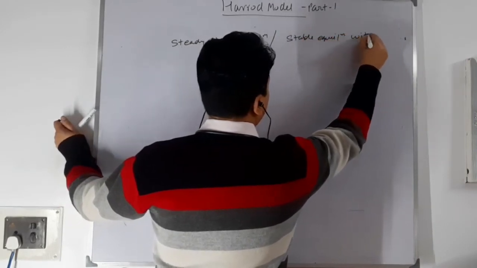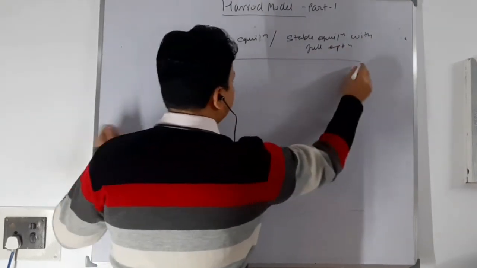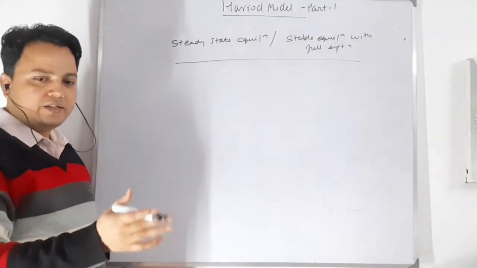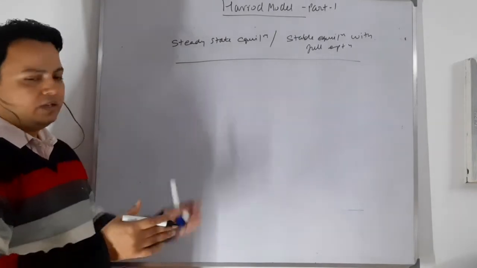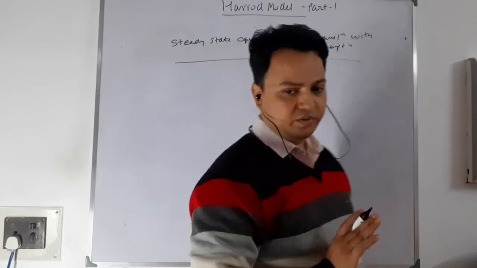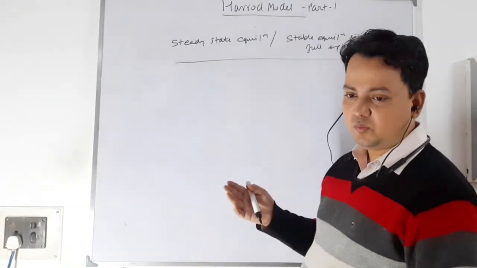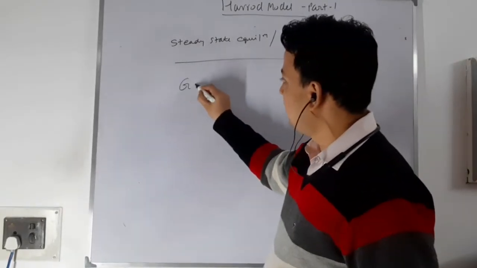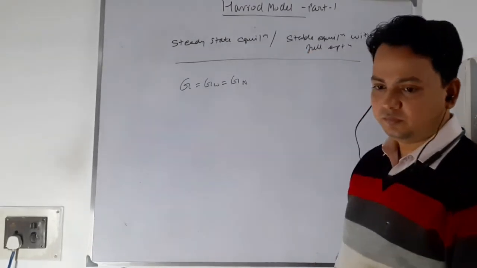We always start with equilibrium. Any model we do, we can start with equilibrium. In the static framework, when you do comparative static analysis, we start with equilibrium. Here, we are in a dynamic one. So, we can start with steady state equilibrium. How to achieve steady state equilibrium? We can achieve steady state equilibrium when your actual growth rate equals the warranted growth rate equals the natural growth rate.